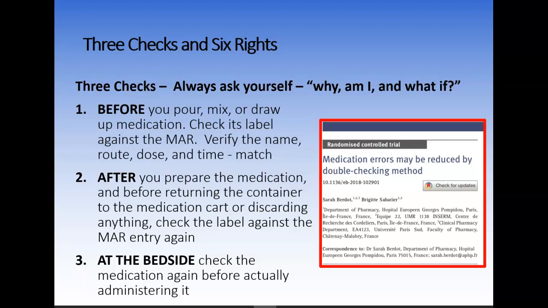After you prepare the medication, before returning to the container on the medication cart, check the label against the MAR entry again. You're not checking the label against anything else. The MAR is the source of truth. You're checking the label to verify that what you prepared has just been verified, right? We don't check it with something that's written on the whiteboard. We check it with the source of proof. And then at the bedside, you check the medication again before actually administering it. Okay? So that should be 3 times that you're double checking it before it ever even reaches the patient.